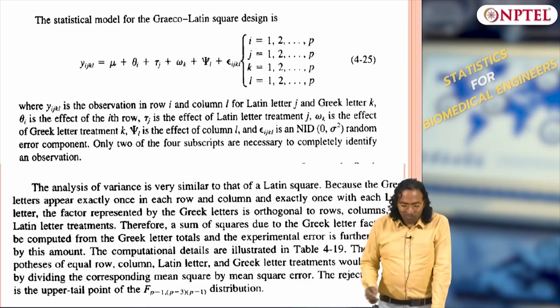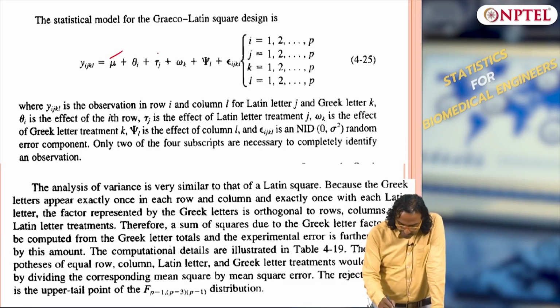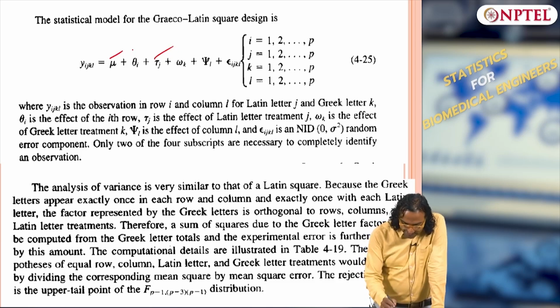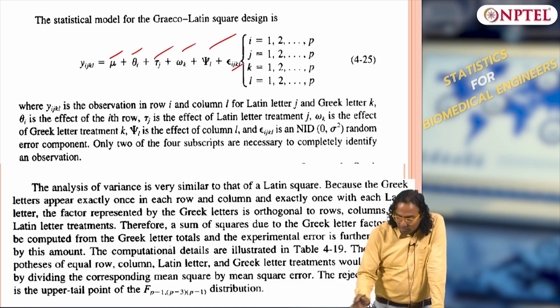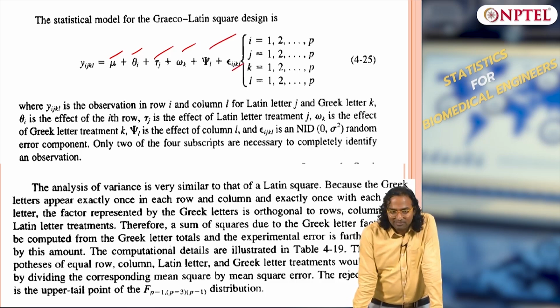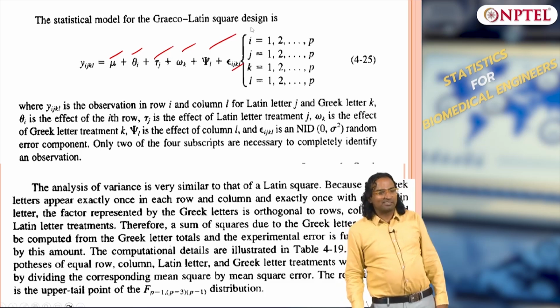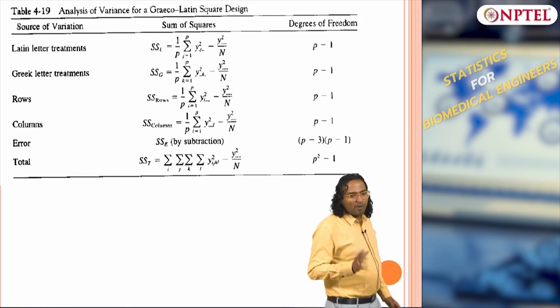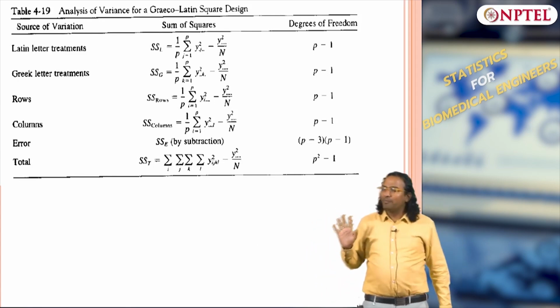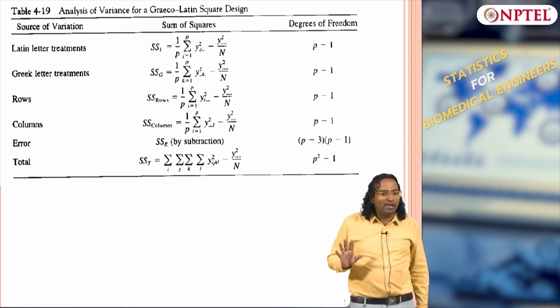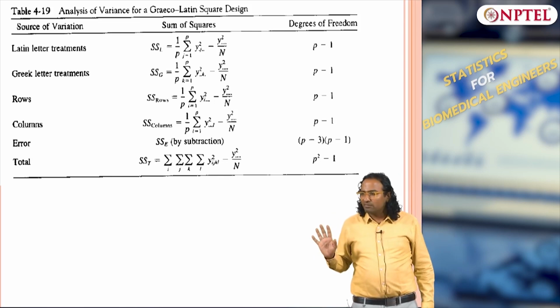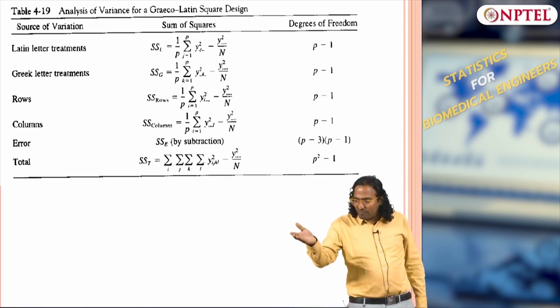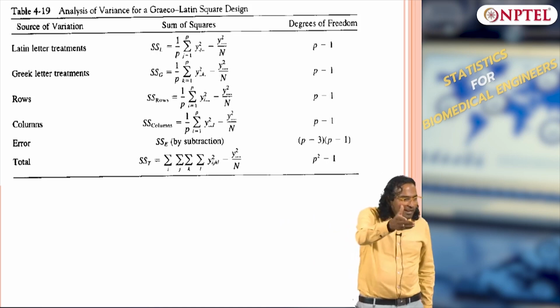You have mu, tau j for treatment, theta i for whatever Greek, omega k, phi l, epsilon ijkl, although we have not considered interactions. One of the things you have to keep in mind is that nobody is stopping you from doing mean square block, mean square row by mean square error. If rows are your treatment, one more set of treatments, fine, you can do that.